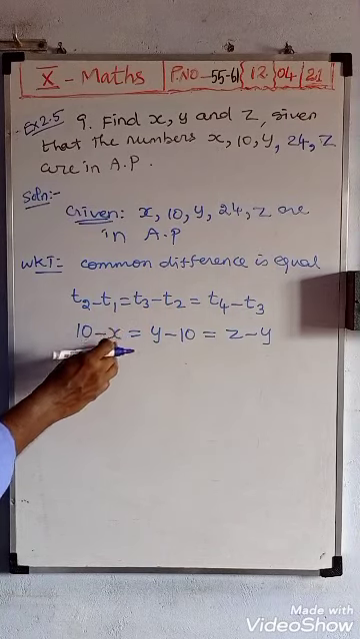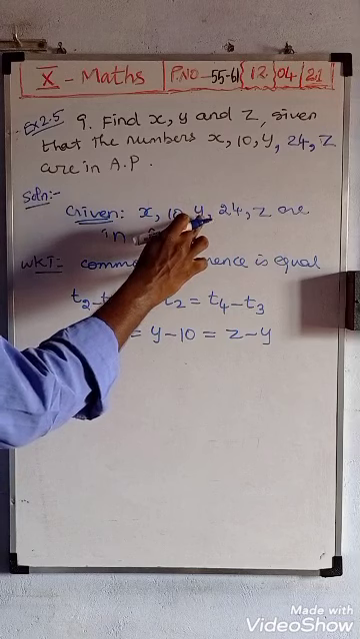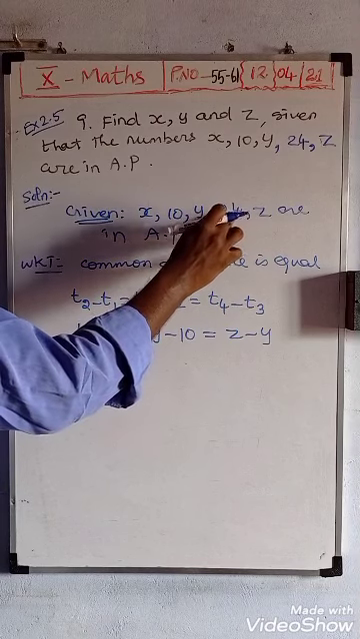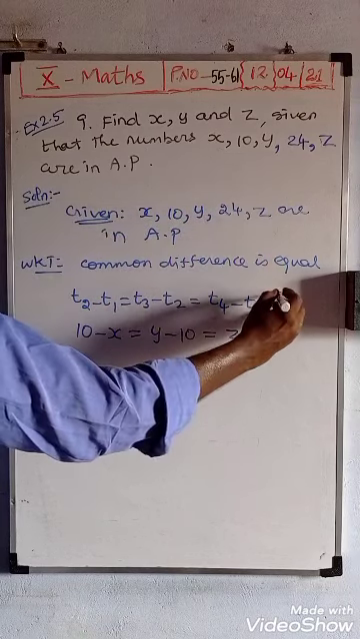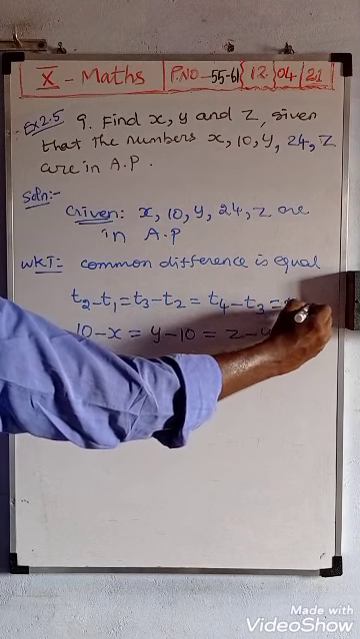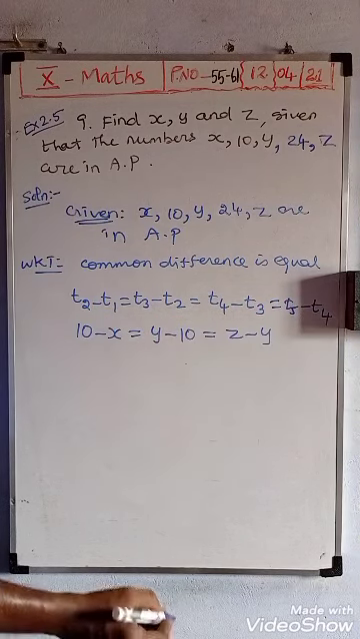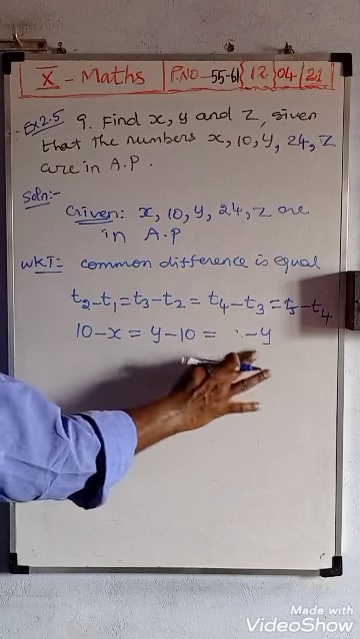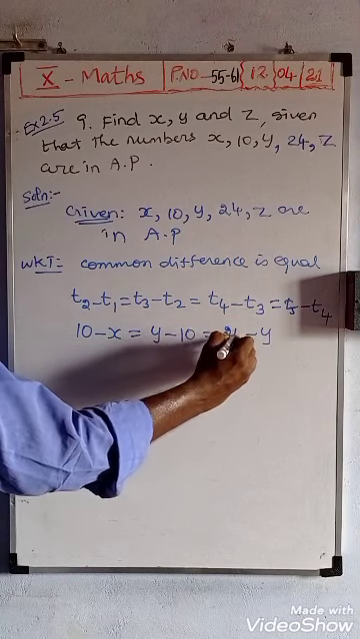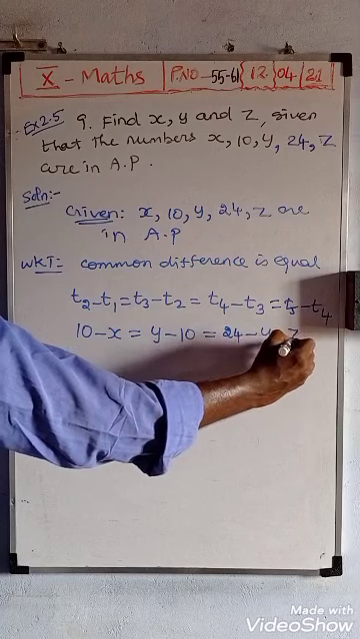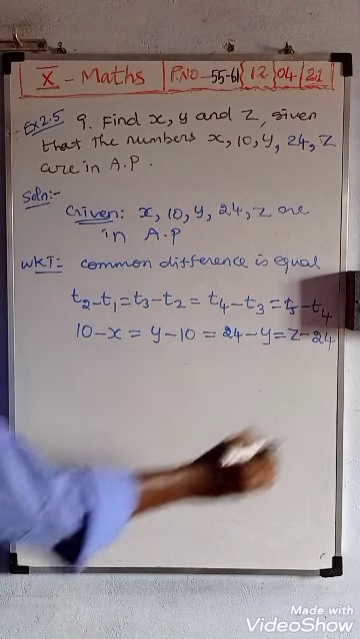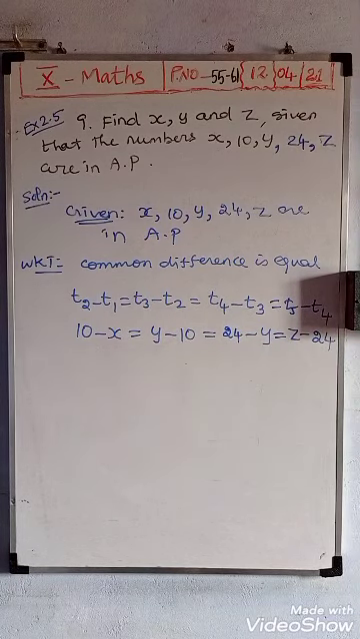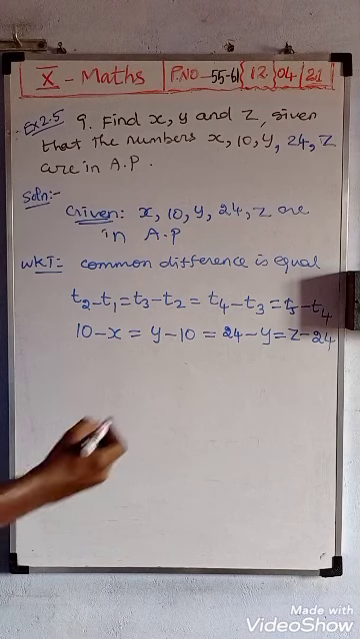That means T2 minus T1, T3 minus T2, T4 minus T3, T5 minus T4. So you should write. Then means here y minus 10, next 24 minus y, 24 minus y is equal to z minus 24. Okay. Now any two terms you should compare, then we will receive the answer.